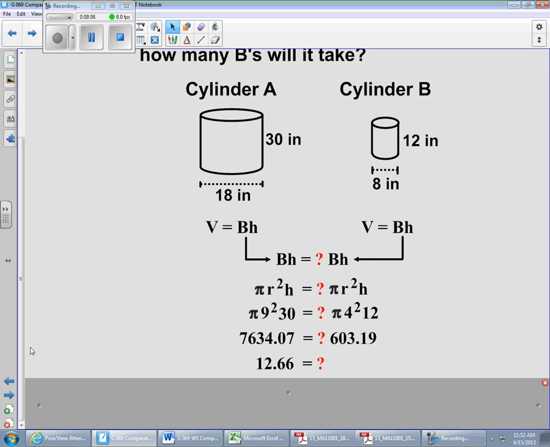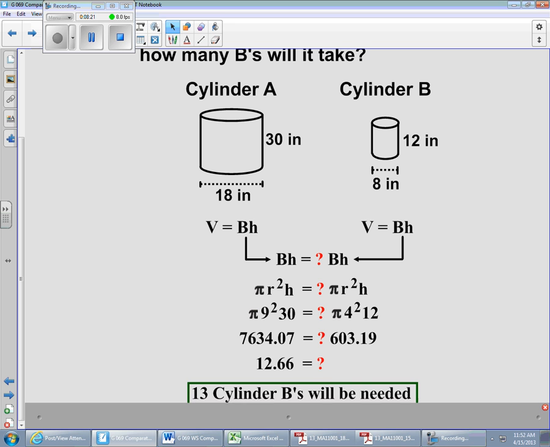No, it didn't, because there's still that extra 2/3, that 0.66. Okay, so in this case, we would have to round it up because cylinder A would not get filled if we stopped with 12 cylinder B's. So in this case, the answer would be you would require 13 cylinder B's. But again, that didn't really have anything to do with it just being 12.6, 0.6 means round up. It's not that at all.